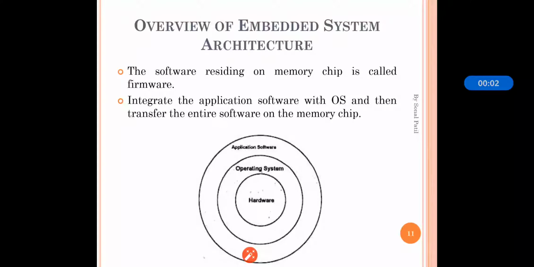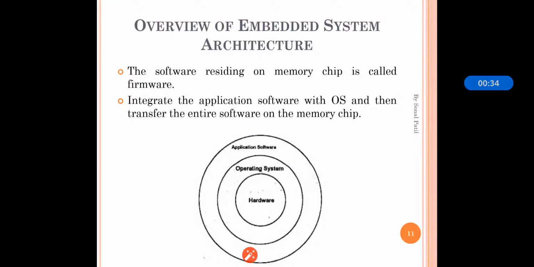So dear students, in this section we will see the overview of embedded system architecture. In our last section we have seen what is an embedded system. Every embedded system consists of hardware as well as software, and the hardware is surrounded by the central processing unit. This hardware also contains the memory chips onto which the software is loaded. The software residing on the memory chip is called firmware.